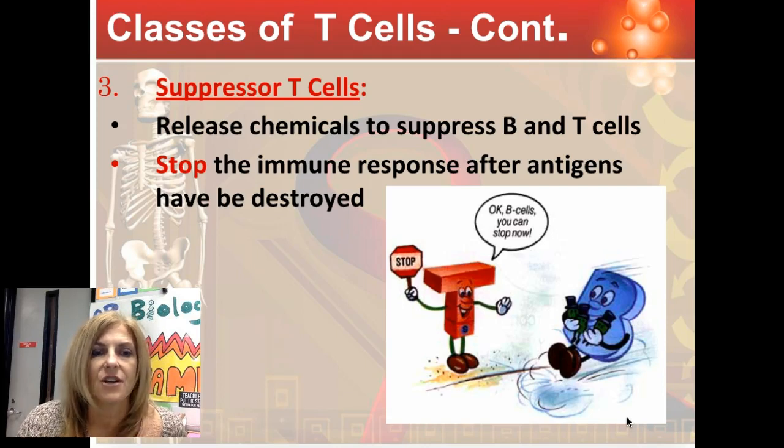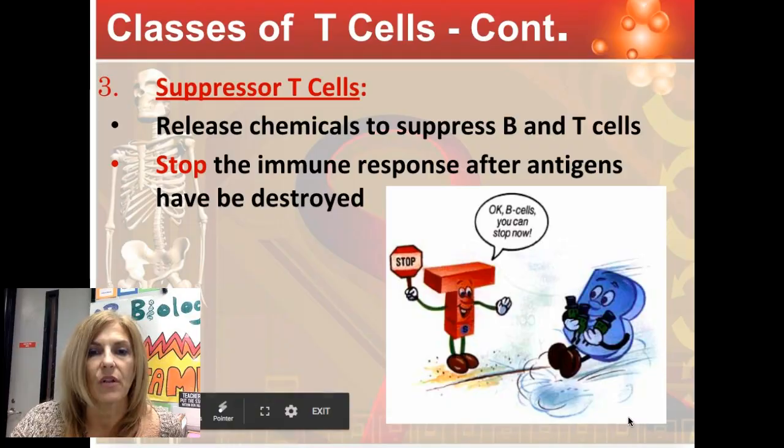So the third one, once we've fought the good fight and we've won, the suppressor T cells kick in. So to conserve energy and resources, we don't need to keep fighting an infection that's no longer there. So the suppressor T cells will release chemicals that suppress or stop B and T cells from proliferating, and we will no longer respond.